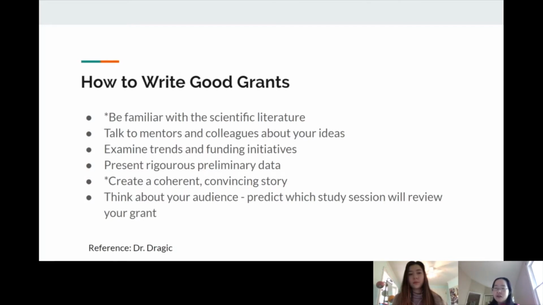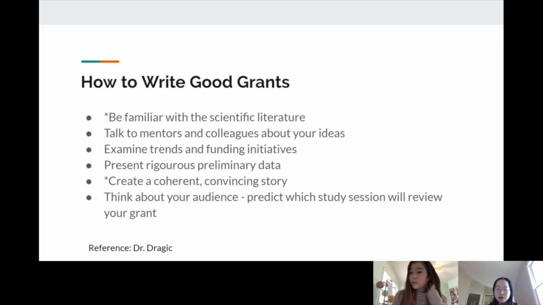Also, make sure to examine trends and funding initiatives. Basically, what are the funding reviewers looking for? What is particularly popular in terms of research projects that are funded? What projects do people really want to see right now? So it's important to present rigorous preliminary data.